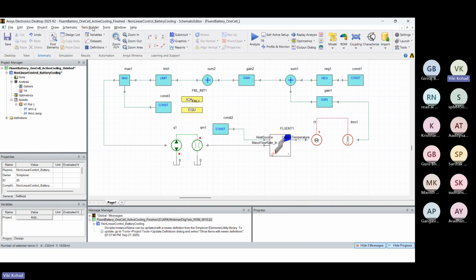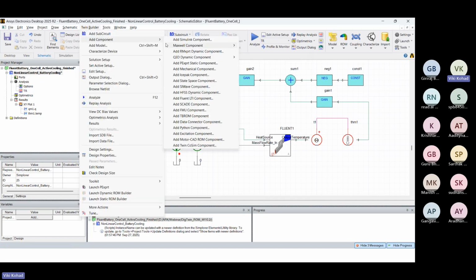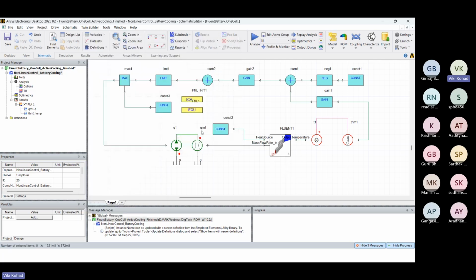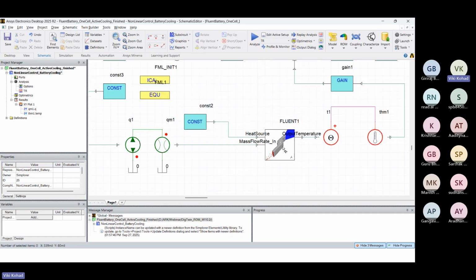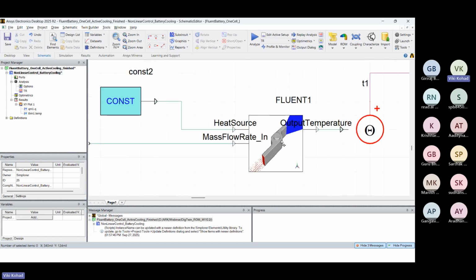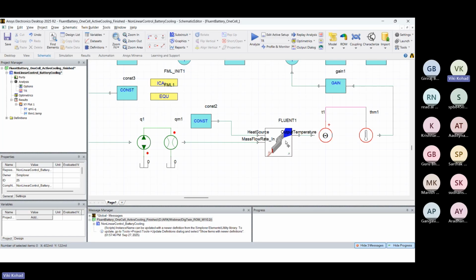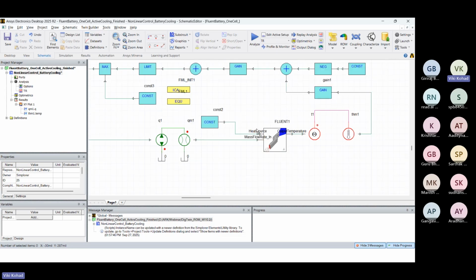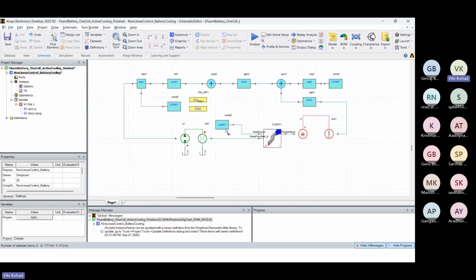Now here are the add component options, where you can add all the components. In this project, this is a battery cooling project. I have simulated this battery pack, with battery cells, in Fluent, and gathered the data. Also I simulated the same model using the ANSYS Twin Builder here.